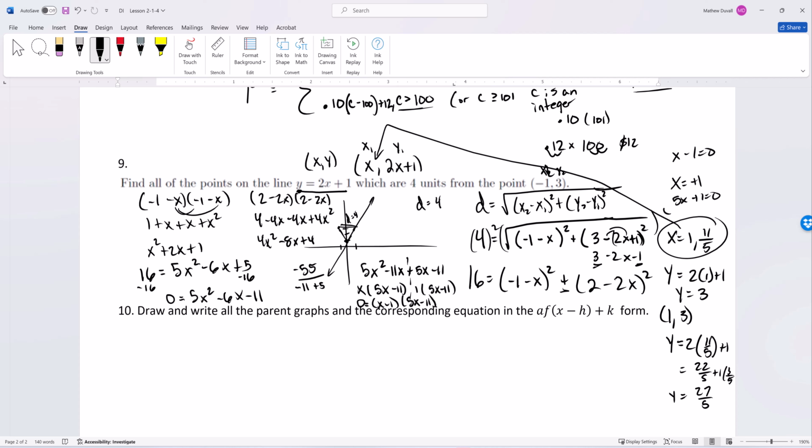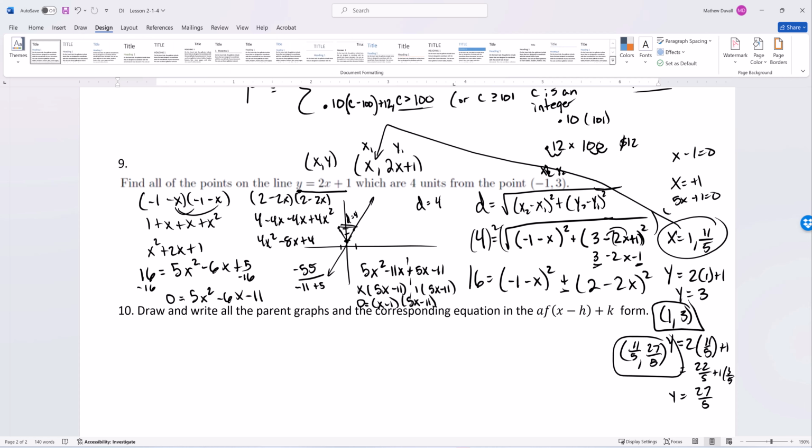So your point is then going to be (11 over 5, 27 over 5). So these are the 2 points that are 4 units away from that point.